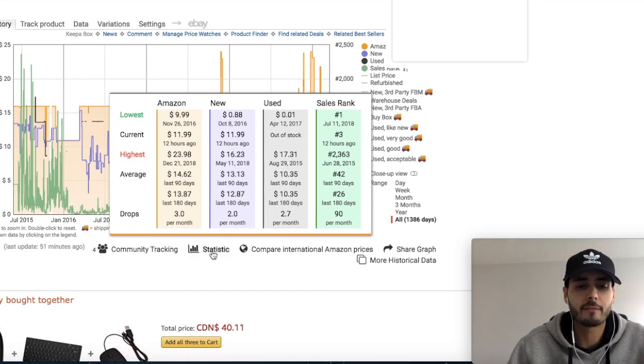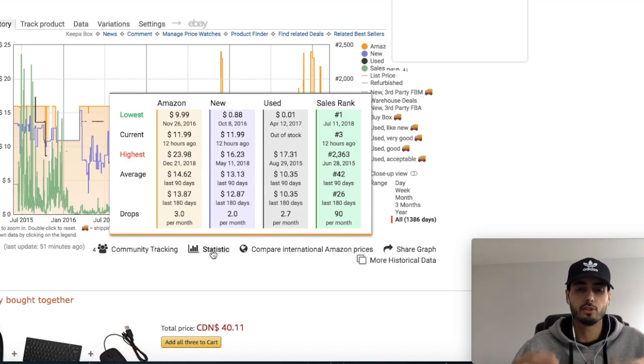And the average price over the last 90 days is $14.62. And then the average price over the last 180 days is $13.87. And then in the last month, there have been three price drops. So what I typically do, guys, is after I look at the chart and I zoom out and look at the longer time frame, I will come into this pop-up and I'll see what's the average price over the last 90 days and the average price over the last 180 days, because that will give me an idea of where I see Amazon at.